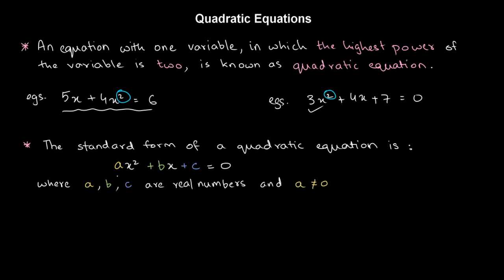The first equation here, let's rearrange that in the standard form. So if I do that, 5x plus 4x square is equal to 6. First I'll write the x square term, which is 4x square, then the x term, plus 5x, and then I'll take the 6 on the other side, which makes it minus 6 equal to 0. So this is the first equation represented in the standard form, right?